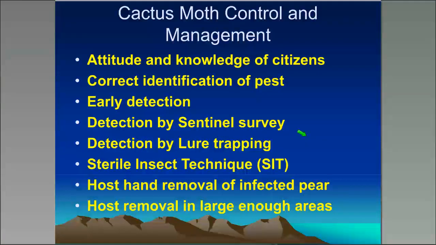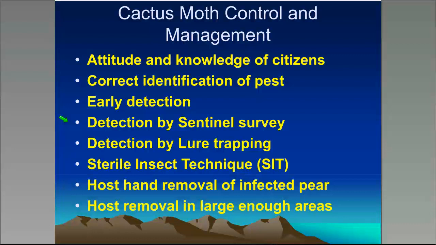So when I look at what's happening in Texas, and I'm thinking about how would I stop or how would I mitigate the cactus moth, and I can think about control and management, one of the first things you have to do is think about the attitude and the knowledge of the citizens that live in the state and what they do in their daily lives. You have to consider the correct identification of the pest. We always are driving for early detection of one unwanted pest because it's going to be more cost effective and easier to stop an organism before it starts spreading its range and becoming so financially impossible there's nothing we can do about it.